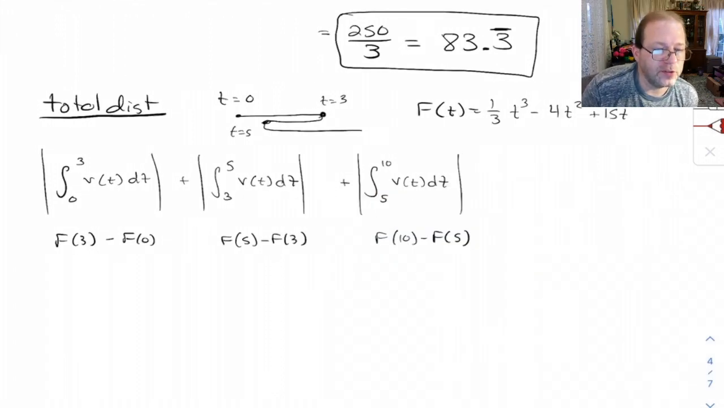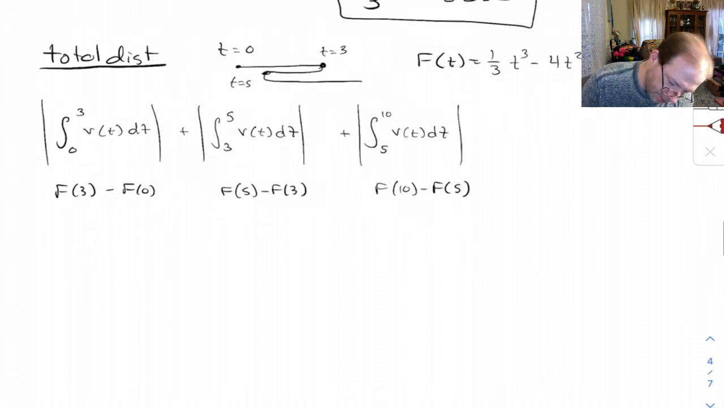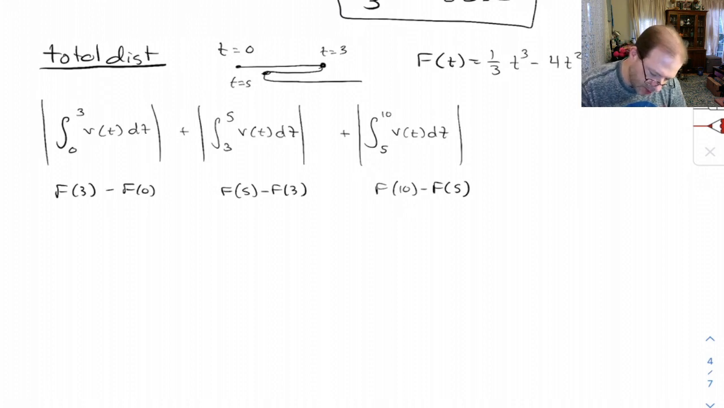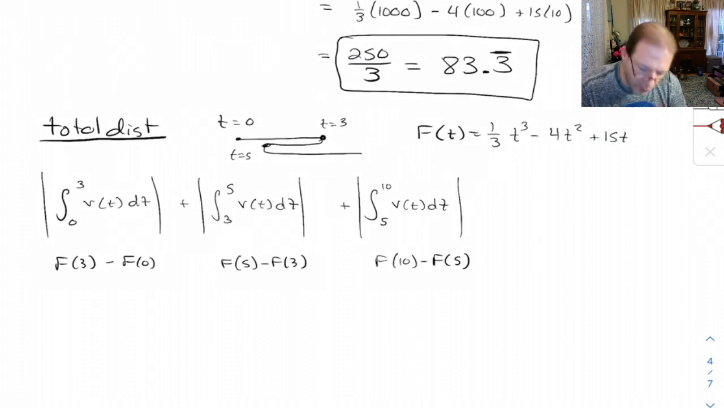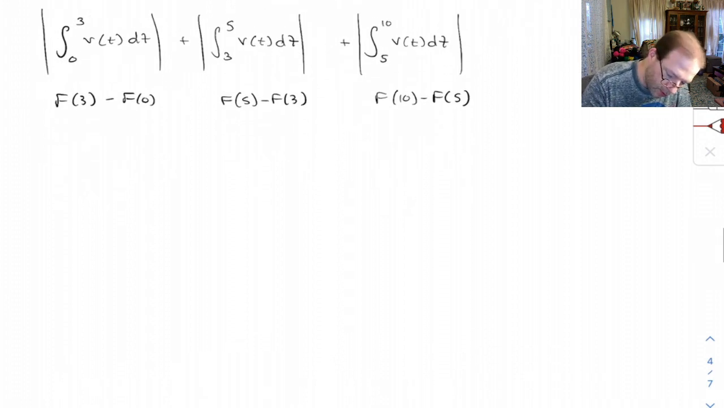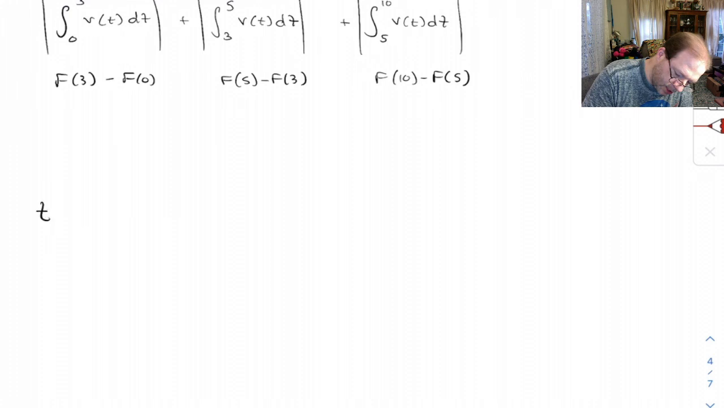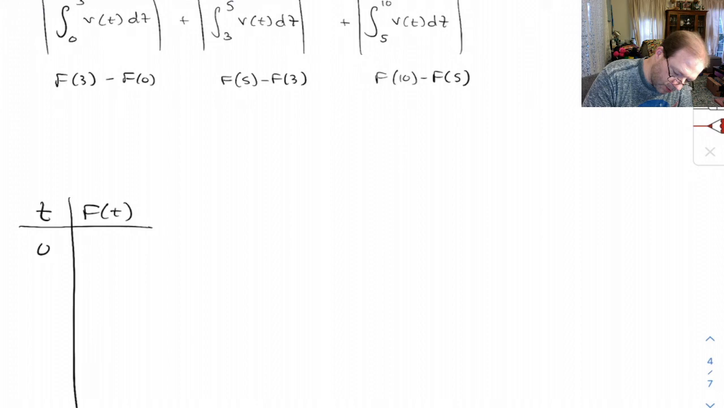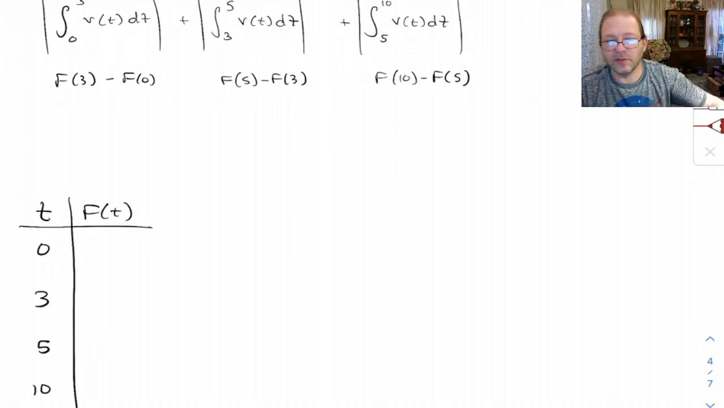So now we've got to work out what these things are. We've got to plug all these numbers, 0, 3, 5, and 10, into here. I don't want to do that. So here's what I'm going to do. I'm going to make a chart: t and big F of t, with 0, 3, 5, 10. And I'm going to let Desmos do the work for me.